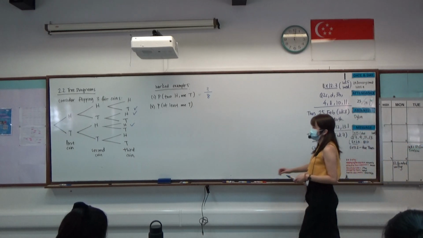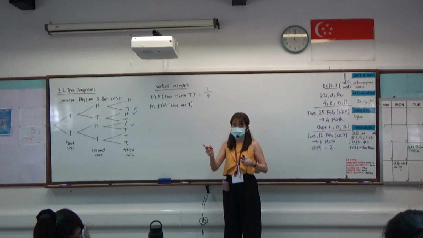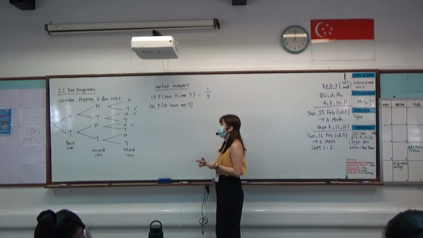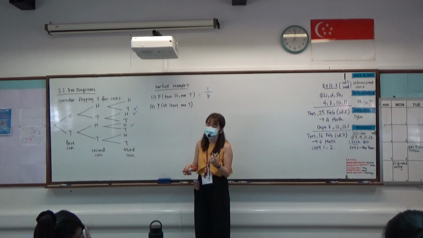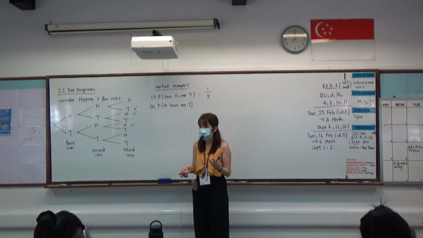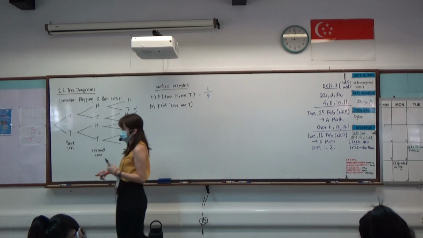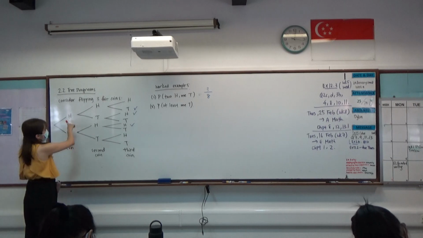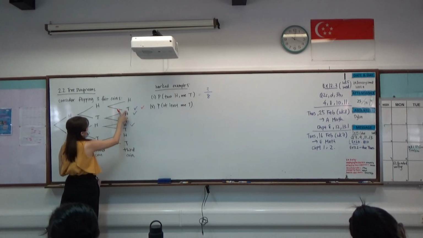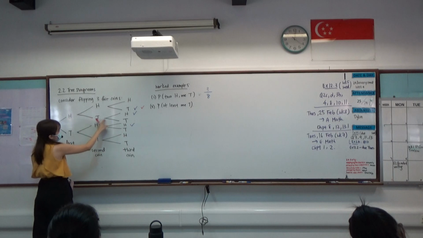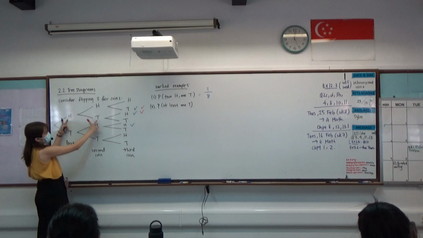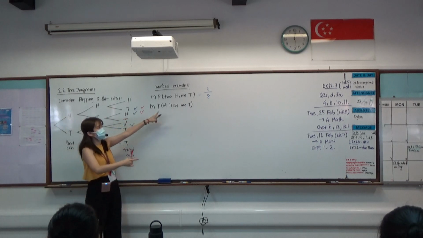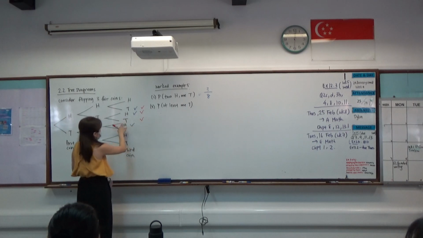Then what about getting at least 1 tail? At least 1 tail means that you need to have 1 tail in that combination, 2 tails in that combination, otherwise 3 tails in the combination. Okay? So you can go about counting it. Having 1 tail will be having this one here. 1 tail can also be this one. The other combination, HTT, also fulfills that, so we can also have this.